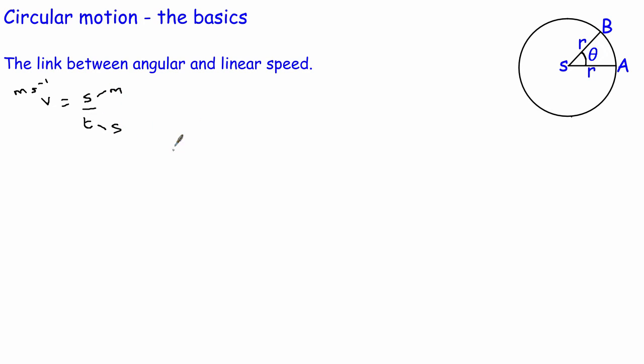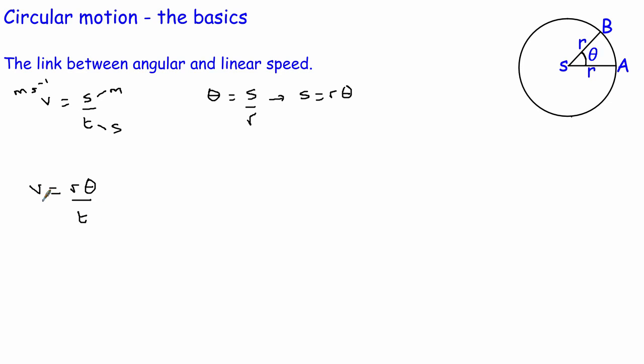We can use the equation we've just looked at. The angle is the arc length over the radius. The arc length is the distance this thing's traveling, so we can rearrange this to get the distance equals r theta. If we take that and put it in here, we get v equals s, which is r theta, divided by t.